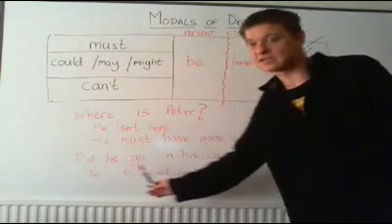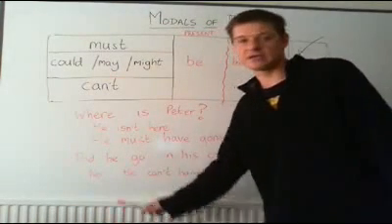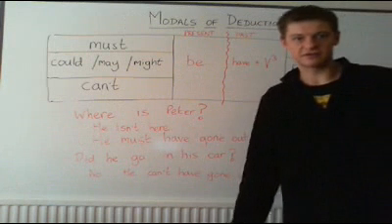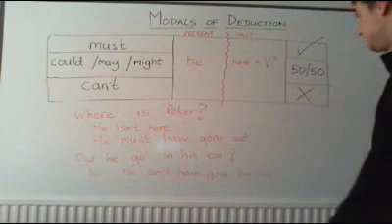You can ask, did he go by car? And your friend may say, no, he can't have gone by car because I can see his car keys on the table. So he can't have gone by car. We know he hasn't gone by car.